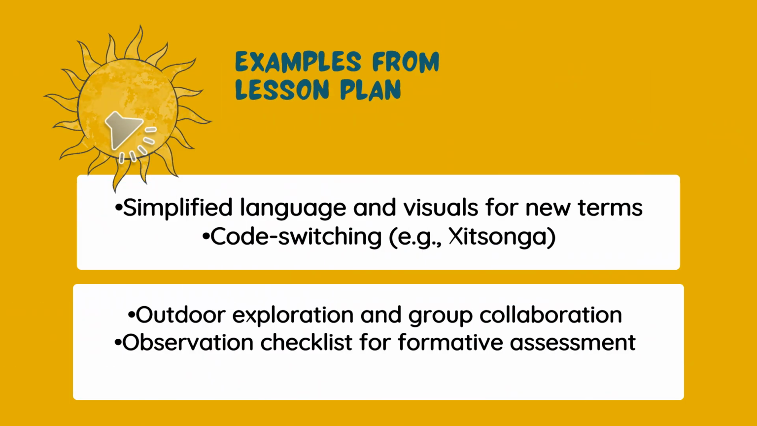In practice, this meant simplifying language and pairing new words with images. For example, I used flashcards to explain predator and prey, using animals familiar to learners. I also used code switching to clarify complex terms in Xitsonga, ensuring that everyone could participate fully. These strategies made my classroom communication inclusive and meaningful.